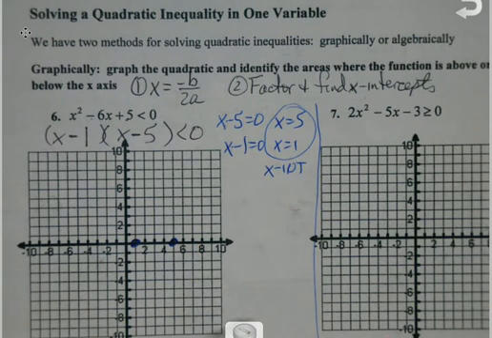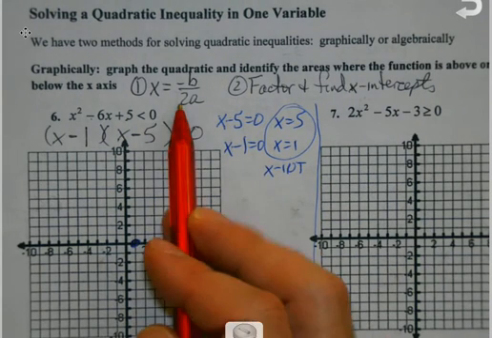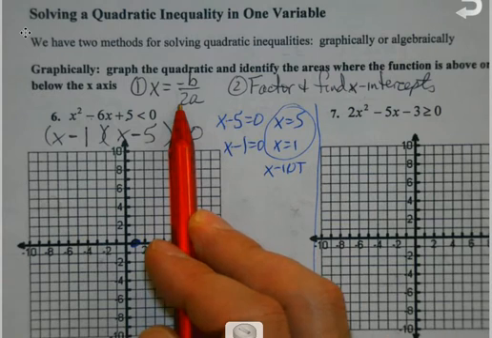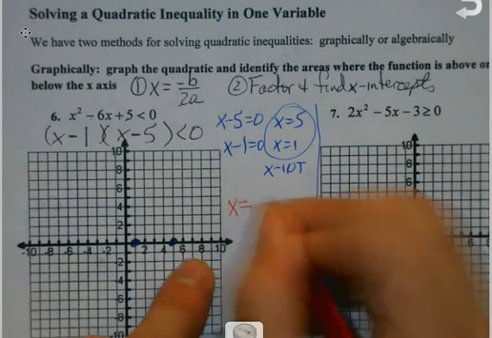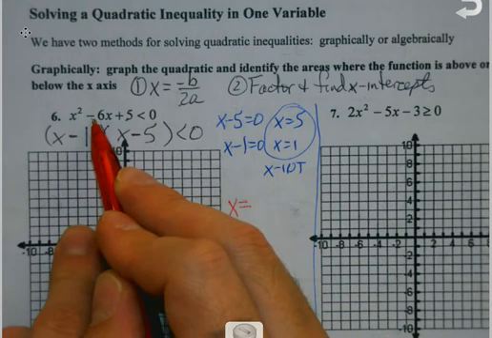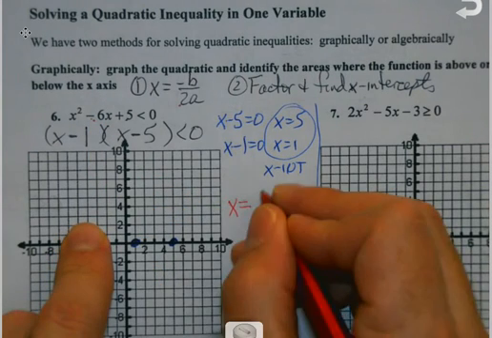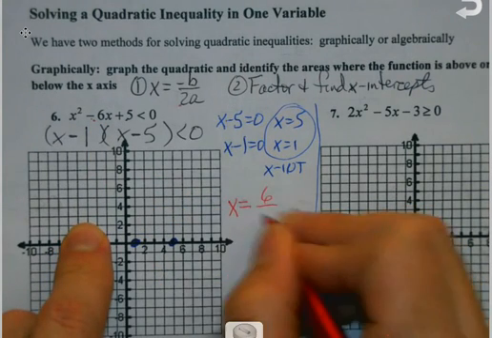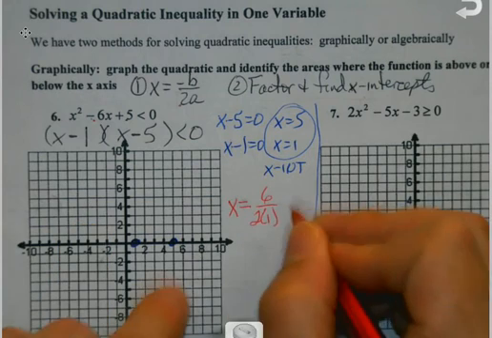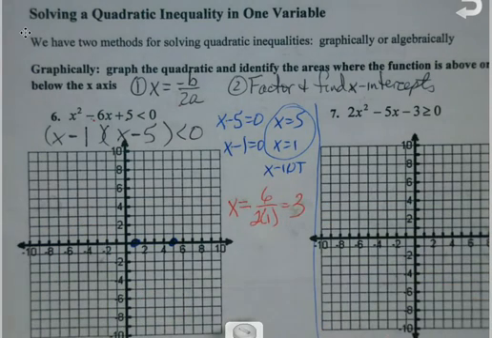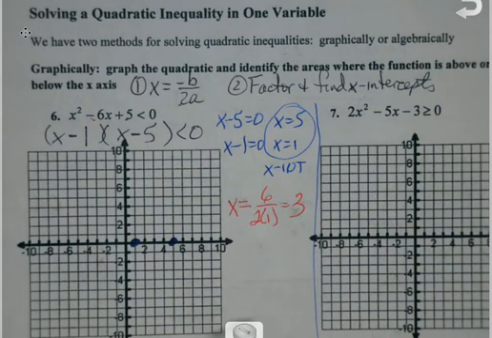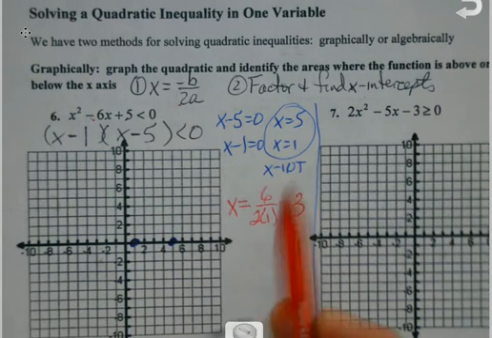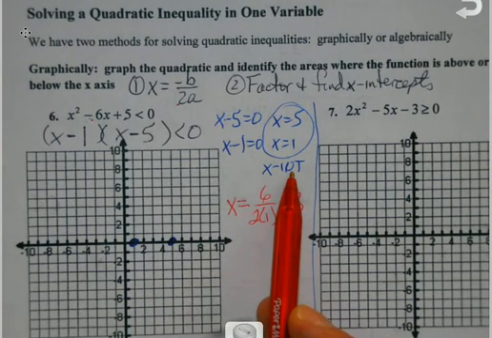My third dot is going to come from using my little mini formula. So x is going to be the opposite of b. The opposite of -6 is +6 over 2 times a.